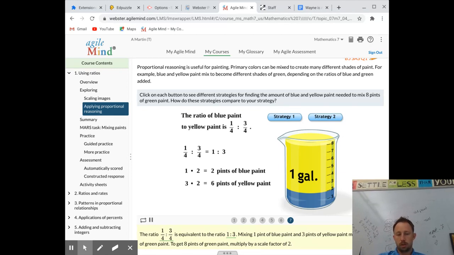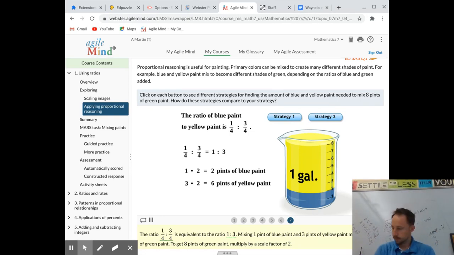A new shade of green is made using a ratio of blue paint to yellow paint of 1/4 to 3/4. How many pints of blue and yellow paint do you need to make a gallon of this shade of green paint? All right, and so in this case, how many pints of blue paint did we need? 2. 2, and how many pints of yellow paint did we need? 6. All right, so everybody should be good on questions A, B, and C.